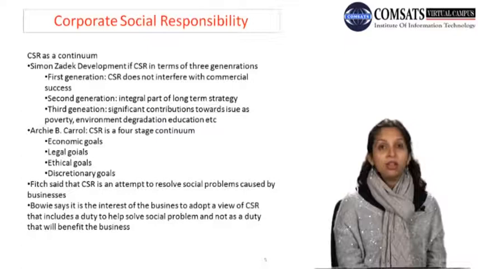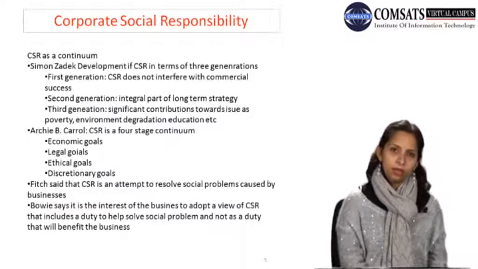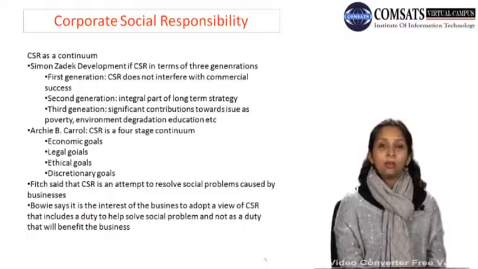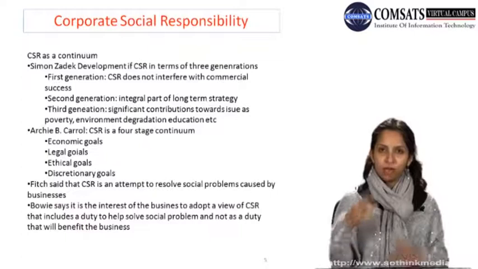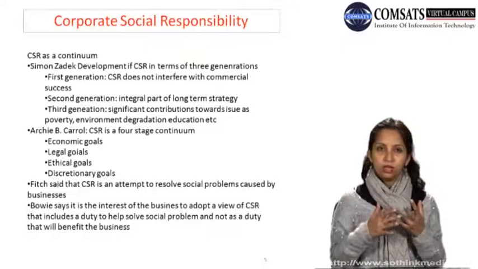And finally, the company also has discretionary goals as well. Discretionary goals are those goals which are at the discretion of the company. Ke ji kaun se extra goals other than ethical, other than legal, and other than economic, waise kaun se different goals ho sakte hain jo ki company apne liye set kar sakti hai. So this is again a four stage continuum jo ki corporate social responsibility ka ho sakta hai. Ki corporate social responsibility would involve all these four goals: economic goals, legal goals, ethical goals, and discretionary goals.